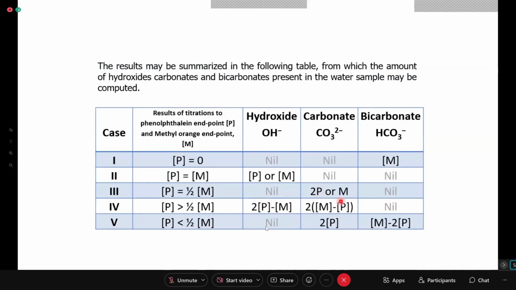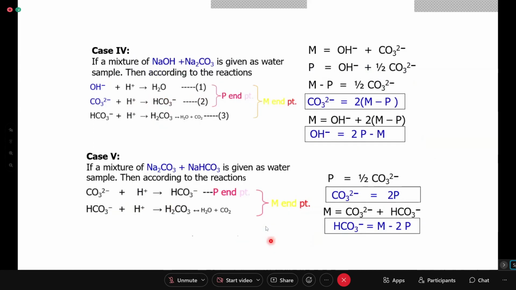To know how these two values came, this one, this hydroxide, carbonate, bicarbonate, this is the only confusing part. So that is explained by taking an example: consider that a mixture of NaOH and Na2CO3 has been made, and that is given to you as the water sample. In that case, M will correspond to the total alkalinity of hydroxide and carbonate. That is what is written here. And the reactions proceed in the same fashion. All hydroxide is neutralized at P, and half of the carbonate is neutralized at the P endpoint. So P corresponds to neutralization of hydroxide and half carbonate.